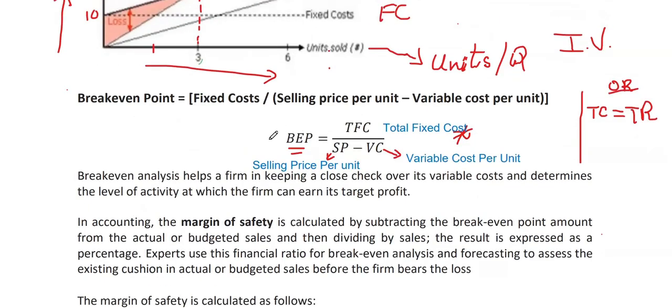So one way to find break-even is what? Total fixed cost divided all over by selling price per unit minus what? Variable cost per unit. Or we can equate what? Total cost and total revenue, which is the very definition of break-even, isn't it? Right. And then just solve for Q.